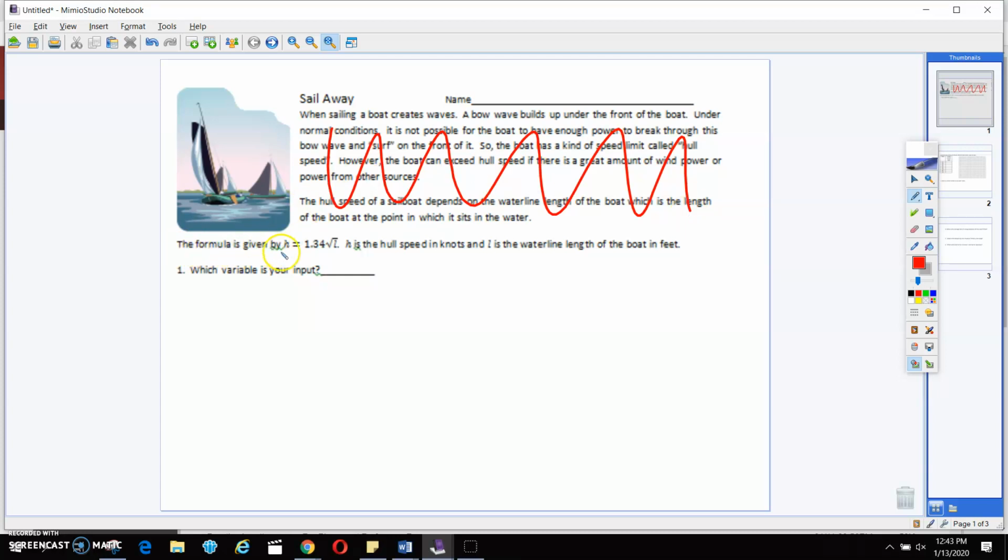The formula is given by H equals 1.34 square root of L, where H is the hull speed in knots, and L is the waterline length of the boat in feet. Okay, that's probably the most important part.